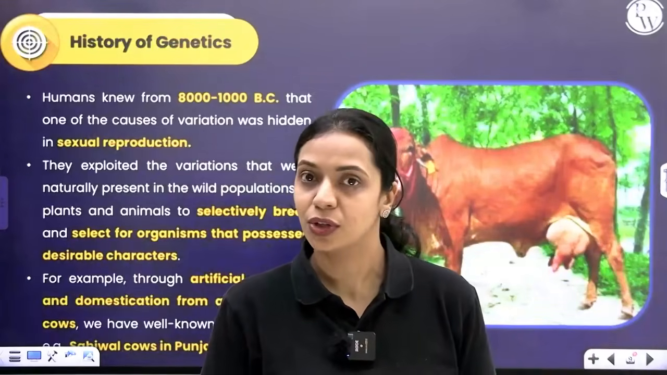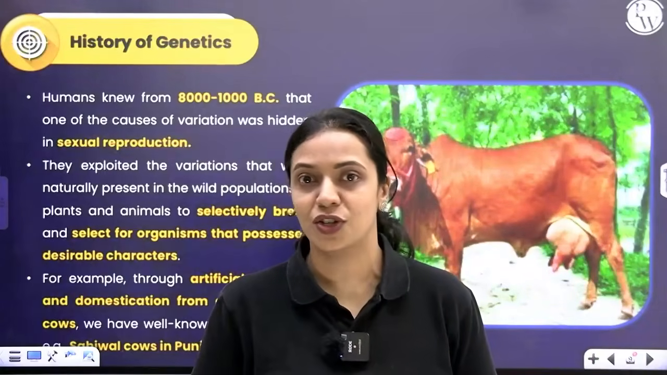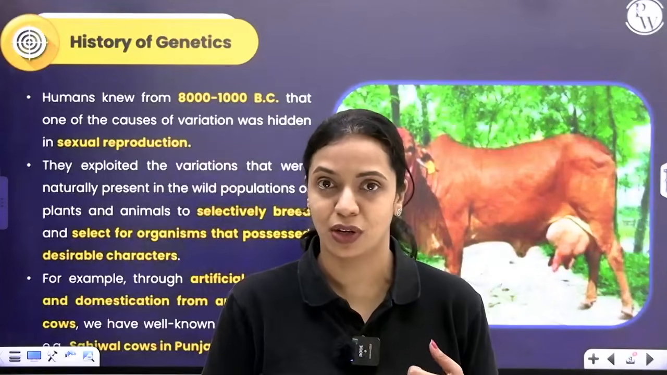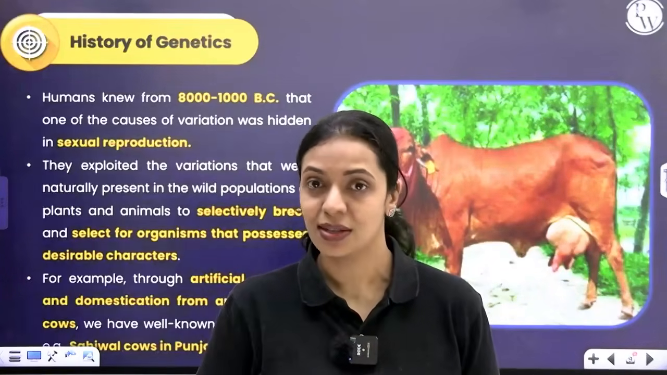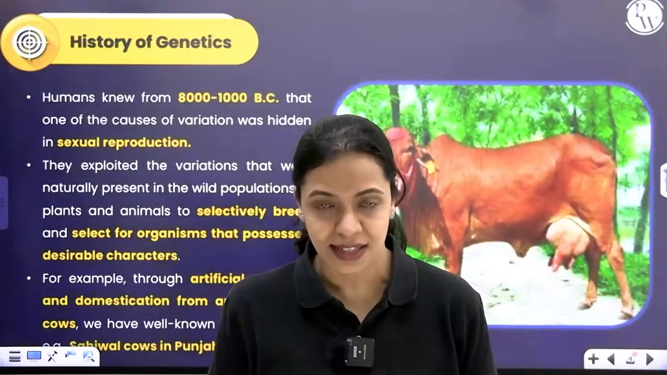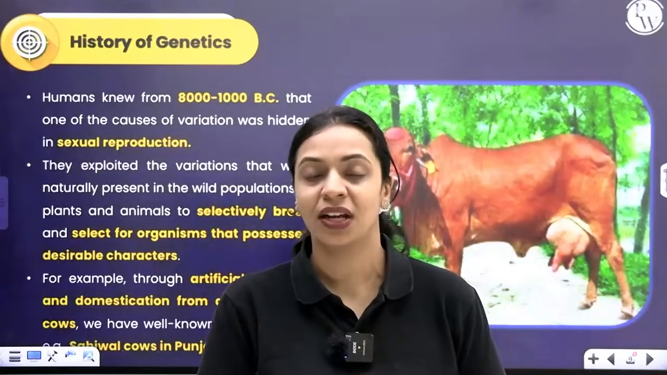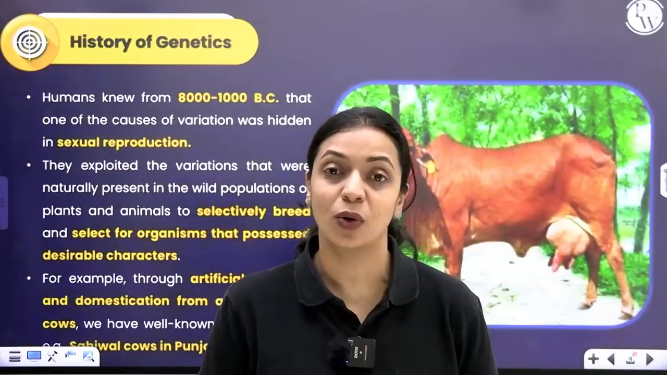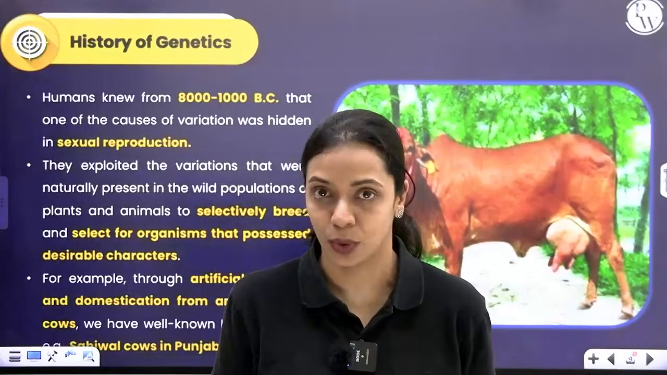And they also knew that the reason for this variation is sexual reproduction. They had no clue about what happens during sexual reproduction, what happens during gametogenesis, but from their observation, they were aware that variation exists, and the reason for that variation is sexual reproduction. And of course, humans being humans, we know how to exploit things for our own good.